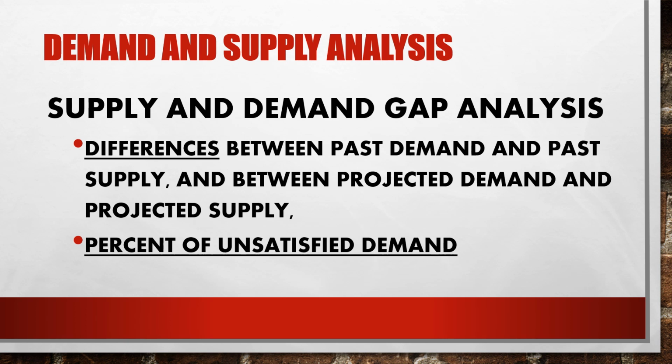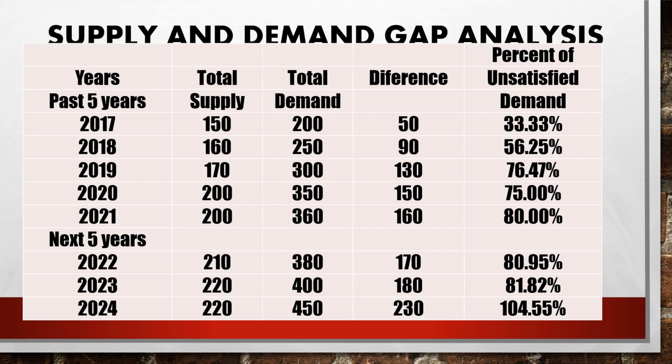So we could represent it by using a table like this one. You could present the past 5 years na nakuha natin and then our projection for the next 5 years. So, nilagay ko na lang dito hanggang 2024. Pero sa gagawin ninyo, it will be for the next 5 years. You have the column for the total supply, the column for the total demand, and then the difference between the two. To get the percent of unsatisfied demand, you have the difference, then divide it by the total supply.